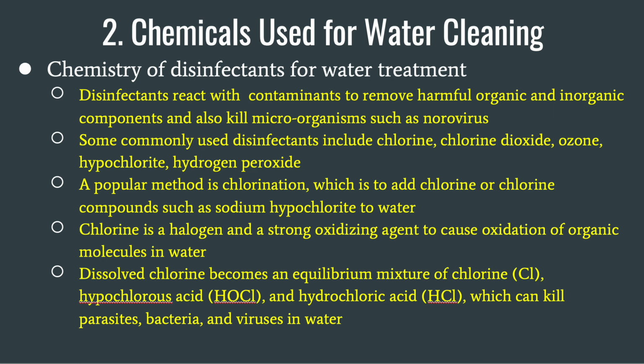Chlorine is a halogen and a strong oxidizing agent that causes the oxidation of organic molecules in water. Dissolved chlorine becomes an equilibrium mixture of chlorine, hypochlorous acid, and hydrochloric acid, which can kill parasites, bacteria, and viruses in water.